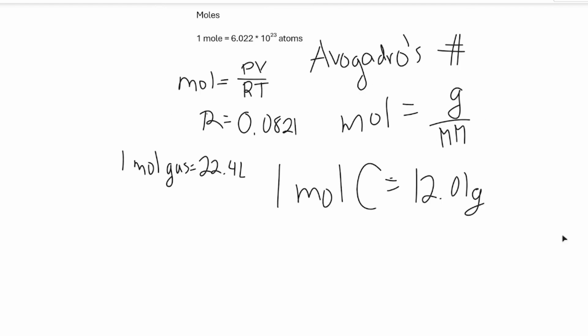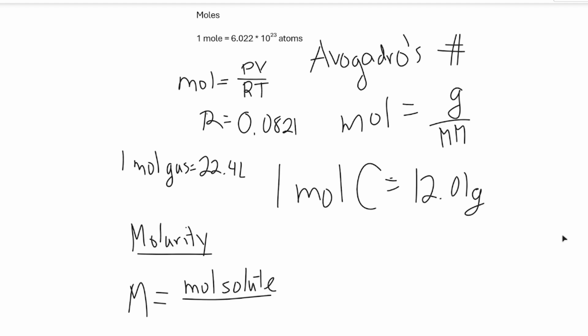There's also something called molarity. Molarity expresses the concentration of a solution in terms of volume. M, which stands for molarity, equals moles of solute over liters of solution. So molarity represents the amount of moles of something per liter.